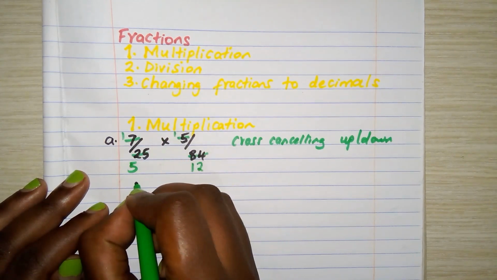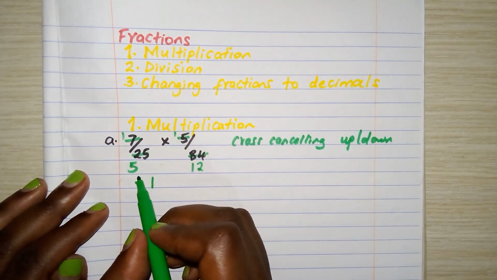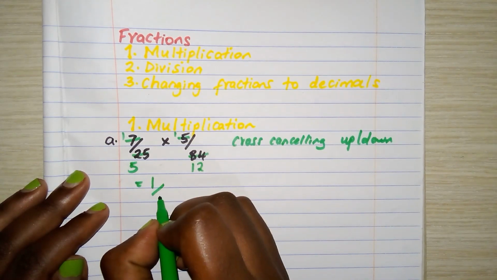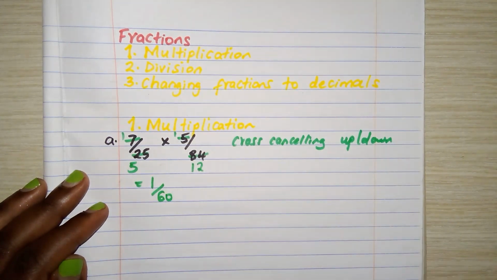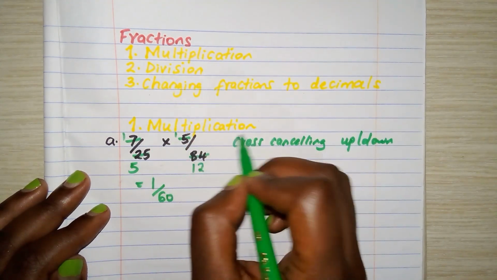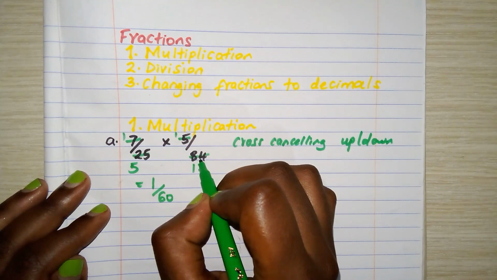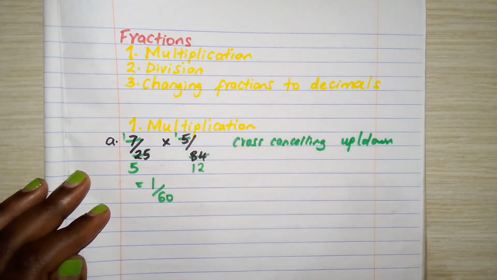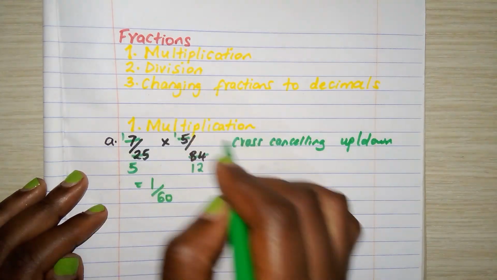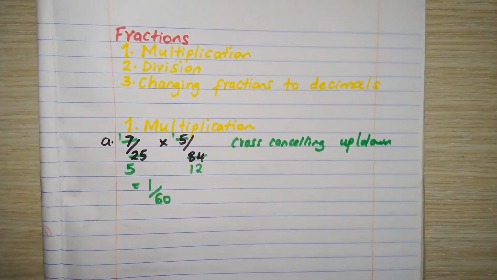So the next part, you multiply the numerator times the numerator. So 1 times 1 is 1. And then you multiply denominator and denominator. 5 times 12 is 60. The other way of doing it is you multiply 7 times 5, you get the answer. 25 times 84, you get the answer. Then you do the simplification. But I find this method easier, whereby you just cancel and make your life easy.